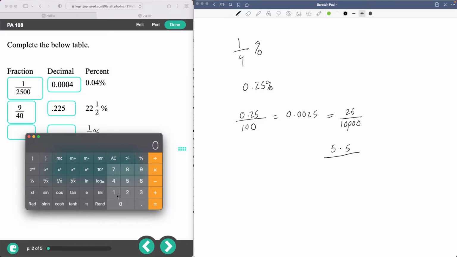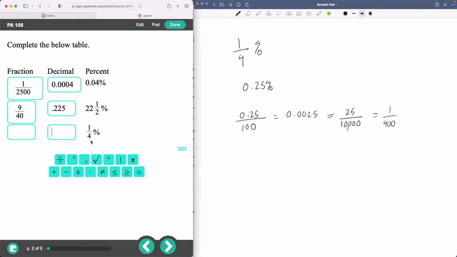So if we say 10,000, let's just see if we can do 25, right? So 10,000 divided by 25 is going to be 400. So ignore this right here because we didn't need to do that. We divide this by 25, we get 1. We divide this by 25, we get 400. So that's going to be our fraction over here. So we have 0.0025. We got that from here. And this was the fraction that we created. And then this is our actual reduced fraction, which goes here.